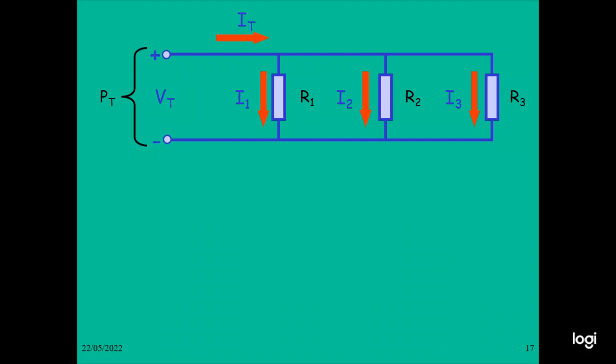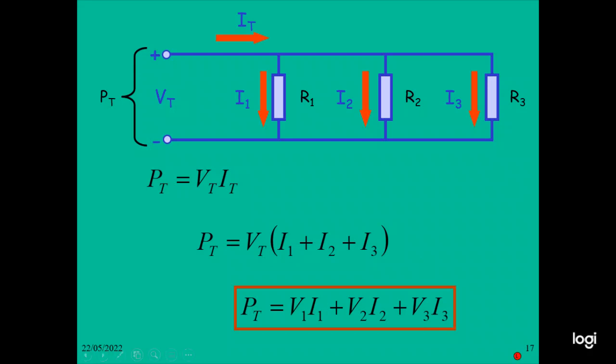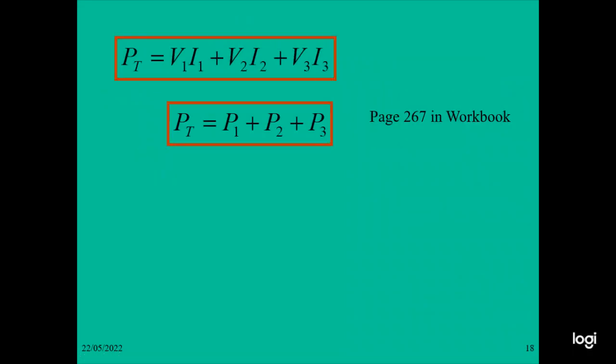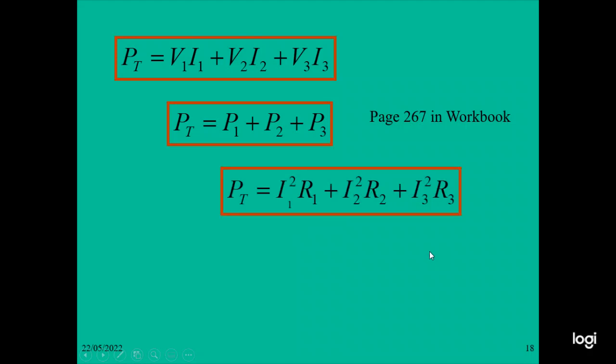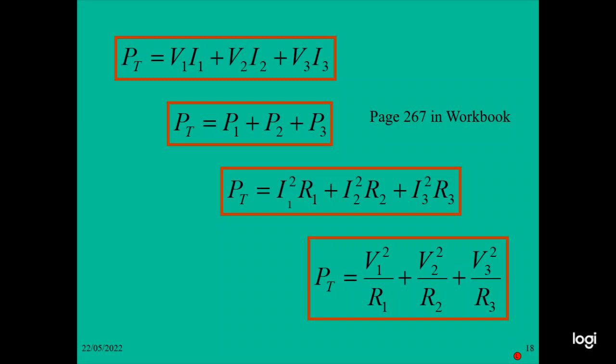Similarly, the total power PT. The current flowing through R1 is I1, the current flowing through R2 is I2, and the current flowing through R3 is I3. In this case PD equal to VD multiplied by ID. So PD equal to VD multiplied by I1 plus I2 plus I3. Therefore PD equal to V1 I1 plus V2 I2 plus V3 I3, which is P1 plus P2 plus P3. PD equal to I1 square by R1 plus I2 square by R2 plus I3 square by R3. So PD equal to V1 square by R1 plus V2 square by R2 plus V3 square by R3.